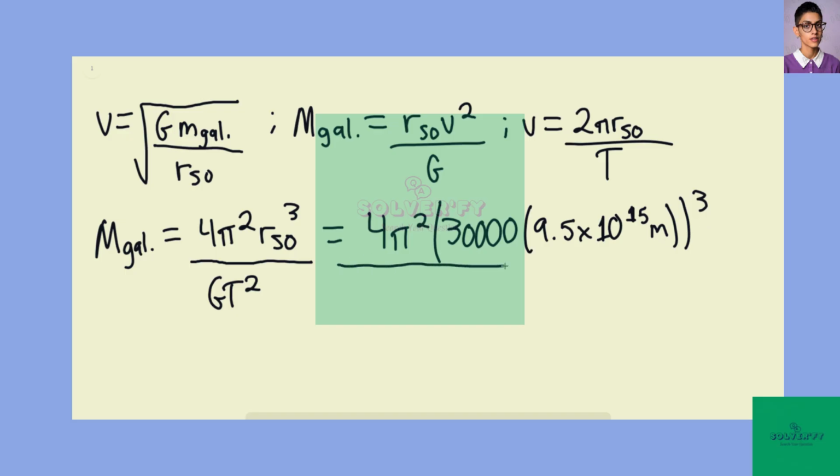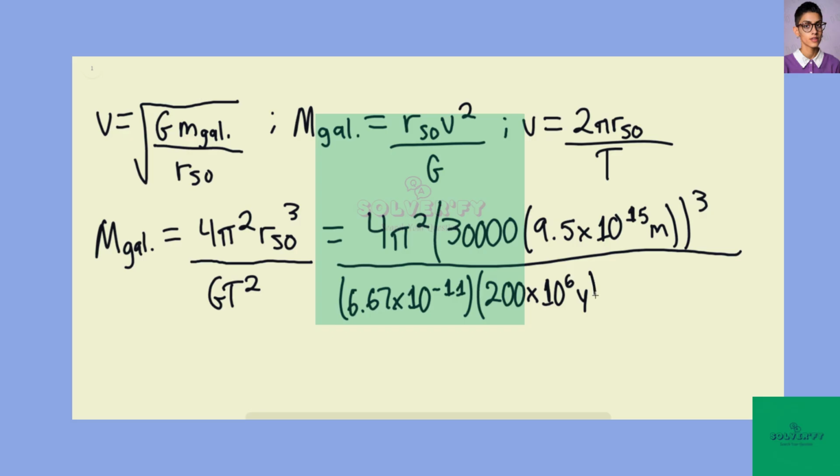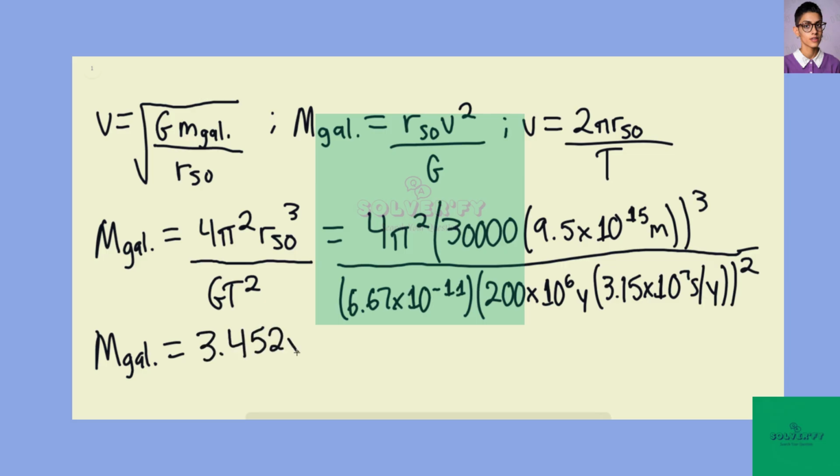And then this will be divided by, again, 6.67 times 10 to the negative 11th times the period of the sun. So 200 million years. So 200 times 10 to the 6 years. And then there are specifically 3.15 times 10 to the 7th seconds per year. And then this will be quantity squared. And so we find that the mass of the galaxy is going to be equal to 3.452 times 10 to the 41st kilograms.